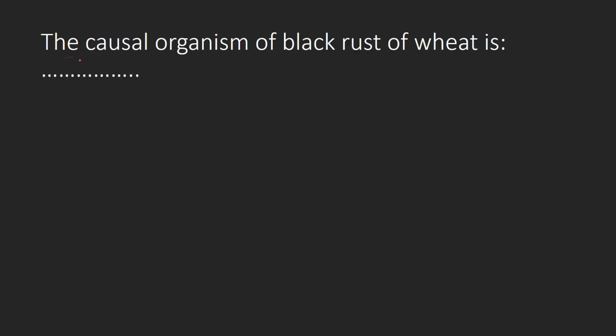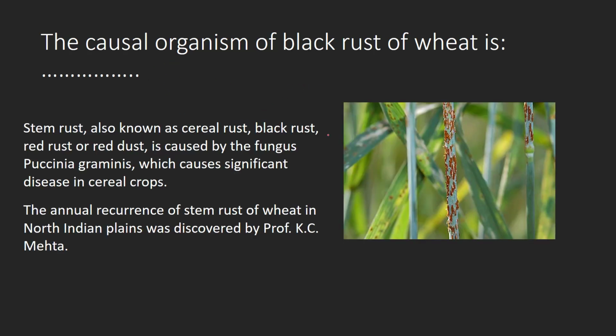The next fact is the causal organism of black rust of wheat. The right answer is Puccinia graminis tritici. Puccinia graminis tritici is the causal organism of black rust. Here you can see the black rust is also called stem rust. The black rusty structure can be seen on the stem portion. That's why it is also called stem rust. The same thing is also said here: stem rust.